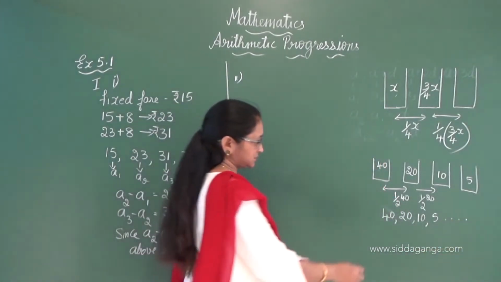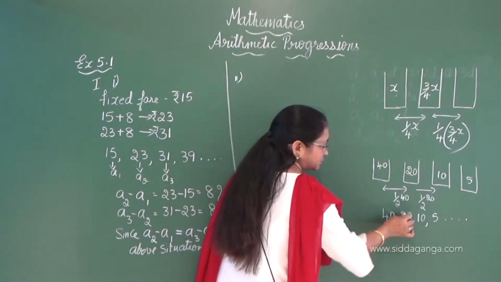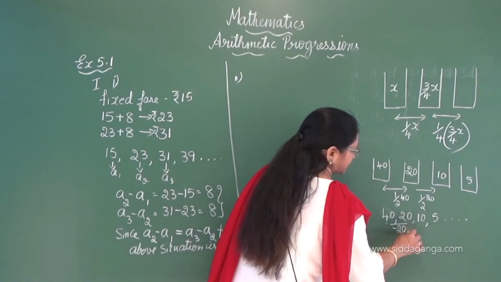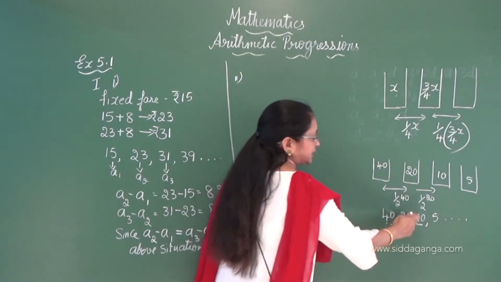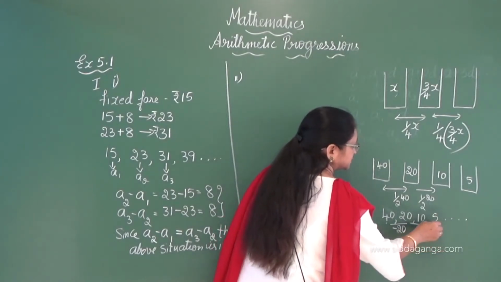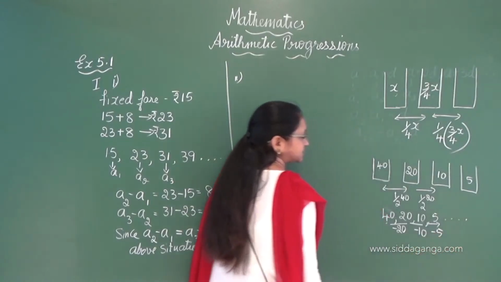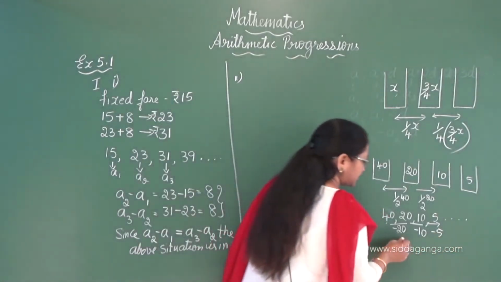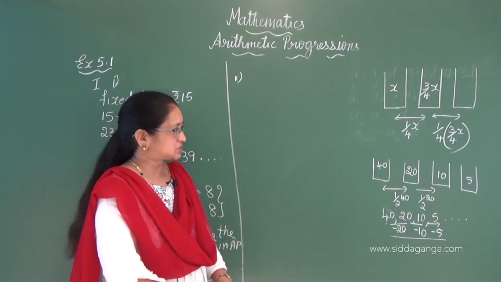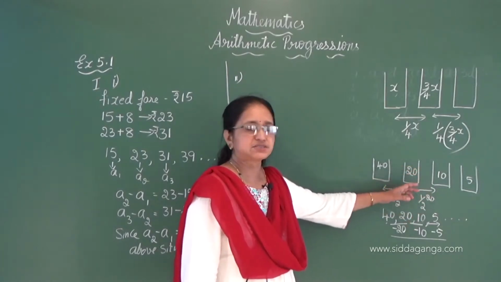Now, just imagine here, what is the difference? 20 minus 40, that is minus 20. Now here 10 minus 20, minus 10. Here 5 minus 10, minus 5. You see, is there a common difference here? You won't get the same. I hope you understood this problem now, because this is simple and easy to understand.